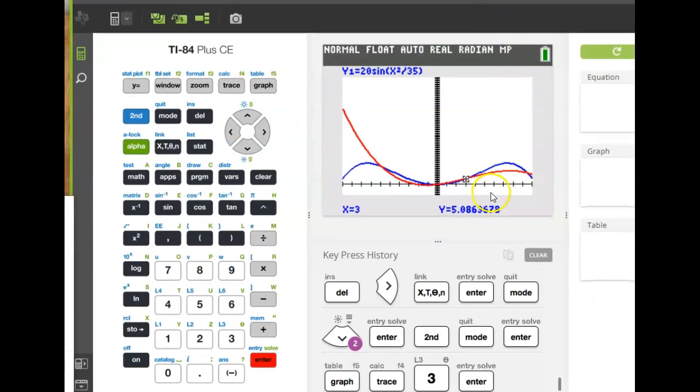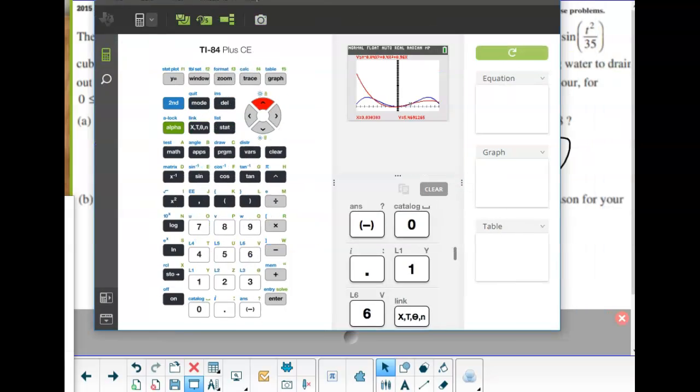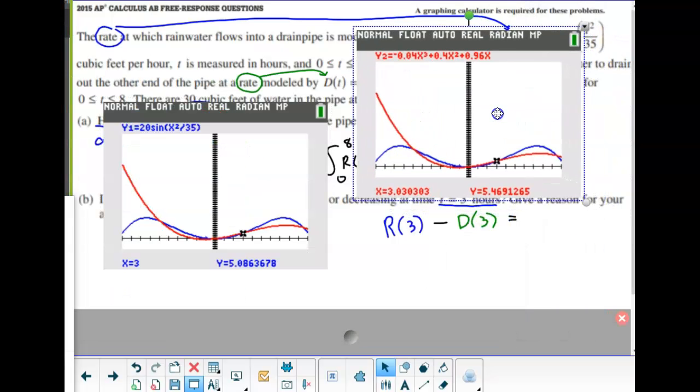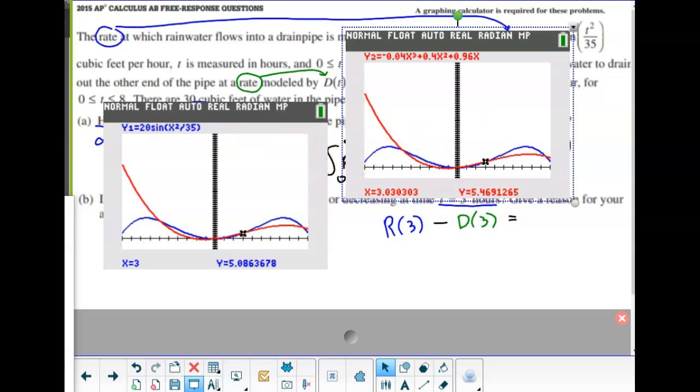And then let me show you quickly how to get to the next function. All I did was hit trace and then type the number 3 and enter. Now hit the up arrow. See how it shifts from one function to another? So now here's the value at 5.4. And then I just need to subtract those.